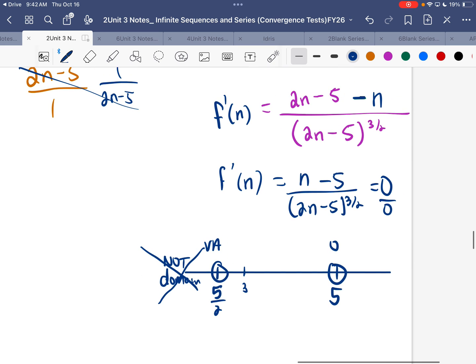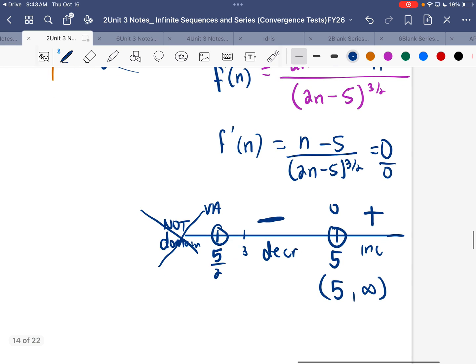All right, so checking, let's plug in 3. 3 minus 5 over 6 minus 5 to the 3/2. 3 minus 5 is negative. This interval is negative. This interval is positive. When I'm plugging like 6, it's going to be positive. Okay, so yes, it's decreasing right here. Then it's increasing for the majority of this function, right? As we're going from 5 to infinity, this function is increasing the majority of the time of this series.